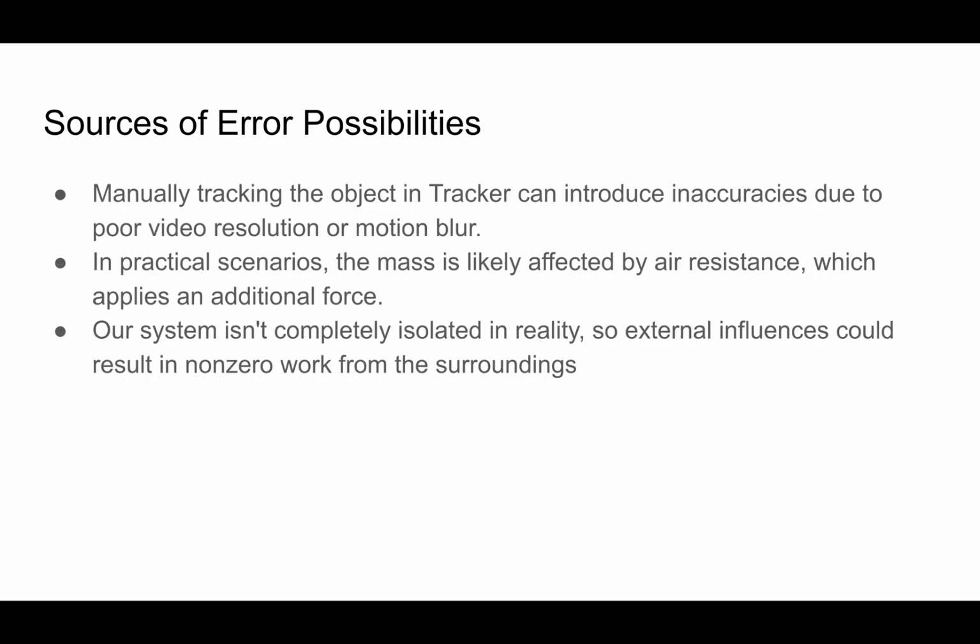As for our sources of error, there were a few possible sources. The first thing to note is that tracking the motion manually in Tracker can be pretty tricky, especially if the video has motion blur or is low quality. Secondly, since air resistance isn't modeled in our simulation, we have to recognize that it did exert a small force on the mass, which we didn't account for, which could cause some small errors. And thirdly, our system isn't truly isolated in the real world, so there might have been external influences causing non-zero work by the surroundings.